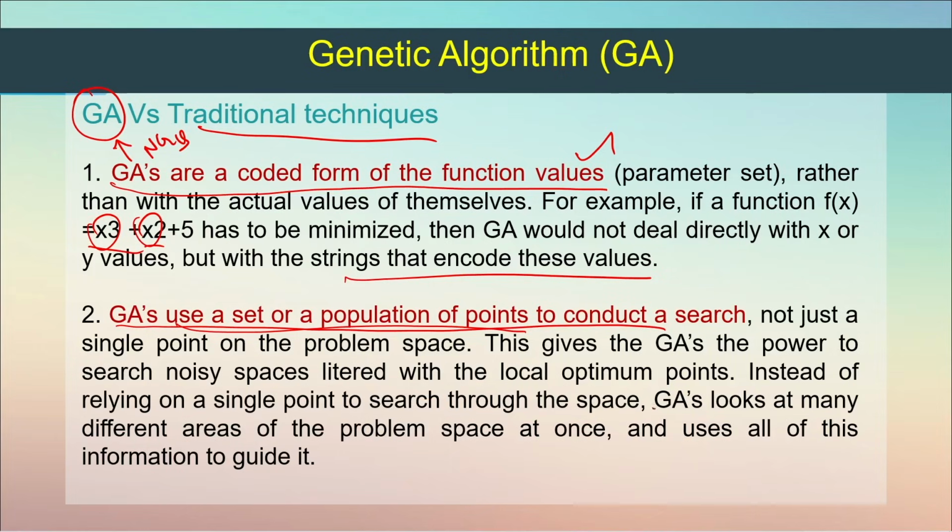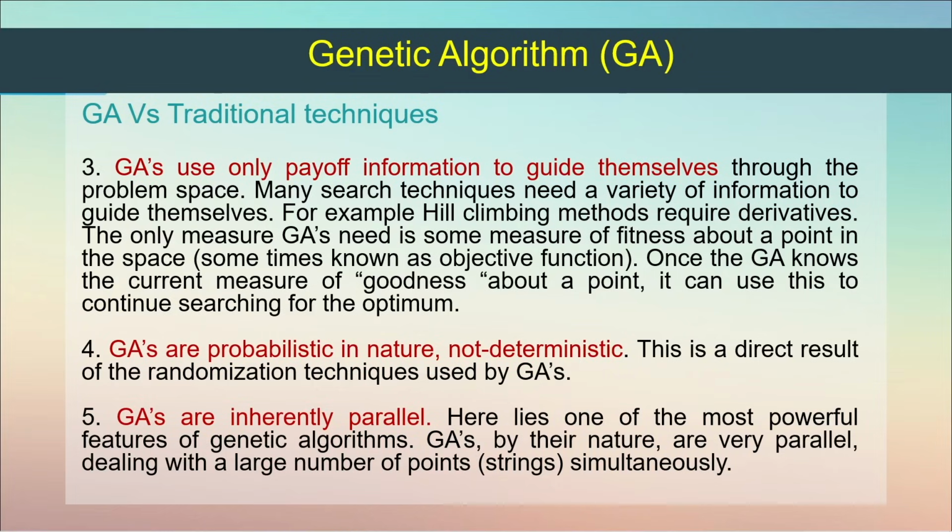In general, GA looks at many different areas of the population space at once and uses all this information. That is why the search process is very effective. If you want the search process to be efficient with respect to time, then you can go for gradient based search. Another important thing is payoff information. This is the most important thing, payoff information.